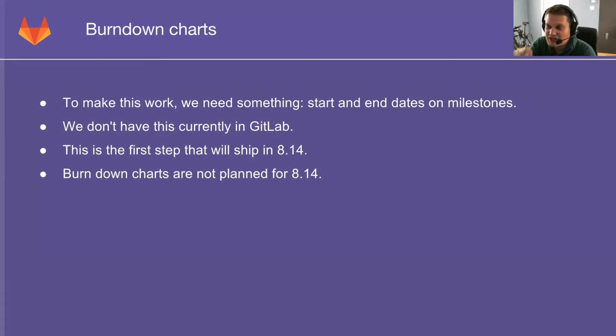So what will ship in 8.14 for sure is this concept of start and end date for the milestones, while we are working on the Burndown charts as well. I don't think we are going to ship Burndown charts for 8.14, perhaps, but probably not. But at least we will ship the first iteration, which is the start and end date for the milestones. Then we will be able to display this kind of graph. Any question about that? I'm sure Amara has some.